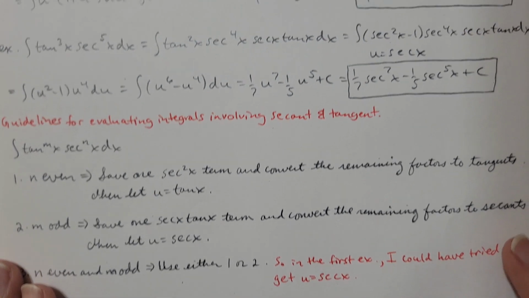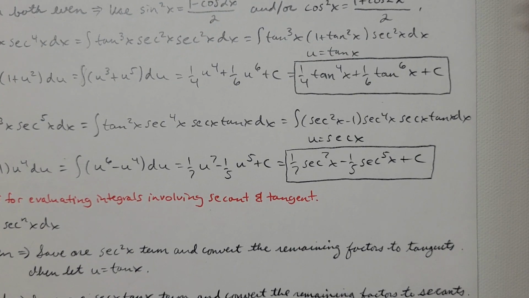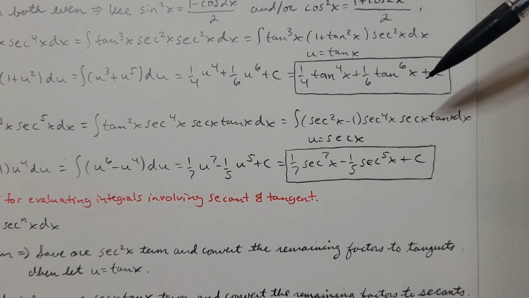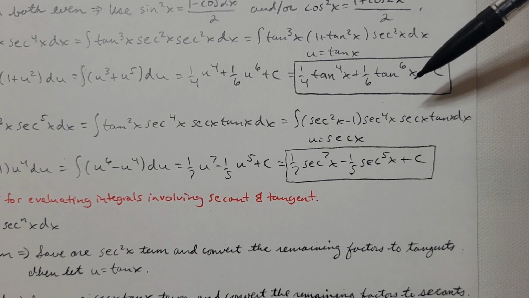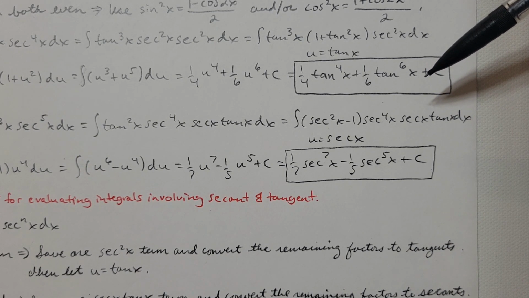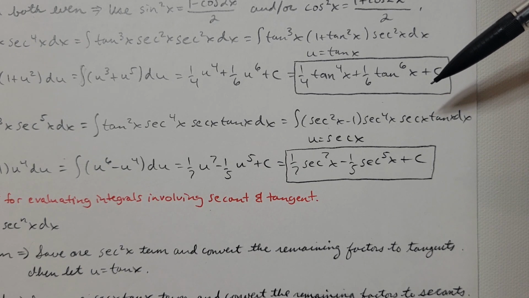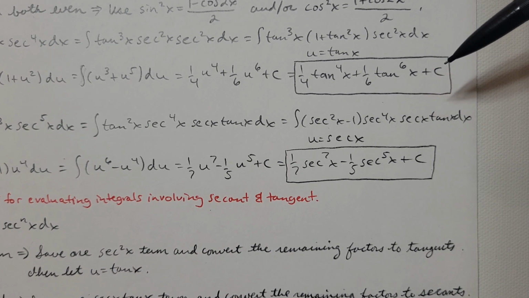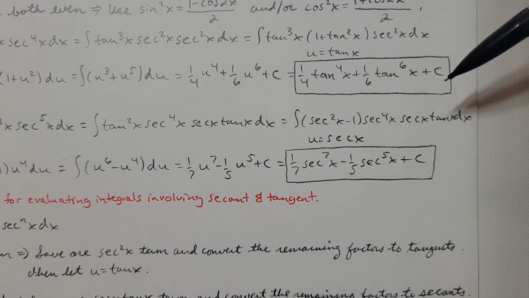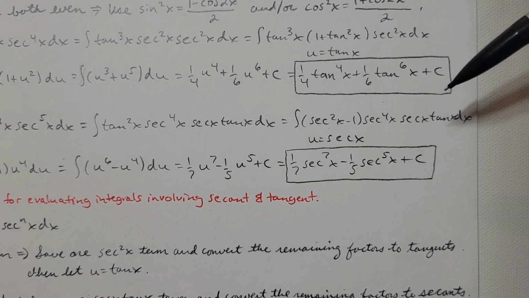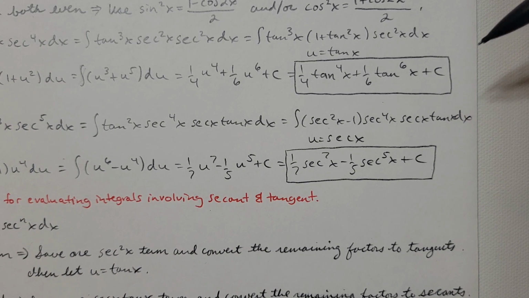So the point of me saying that is because I might have an answer that involves secants. That's not a wrong answer, it's just a different answer. Both are okay. It's just how you did the problem. So if you're checking your answers in the back of the book, it's not necessarily that you have a wrong answer there. Just be aware of that.